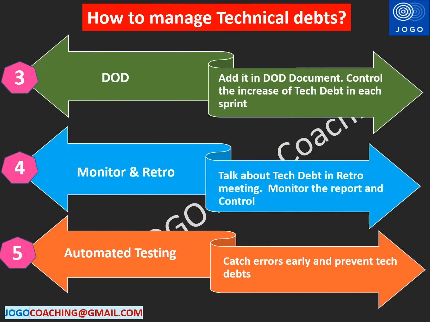The third approach is definition of done. The team can add technical debt reduction to the definition of done document. This approach will help the team to control the technical debt increase in each sprint. For example, the team can define that all new code must have unit testing, and that the sprint must not increase technical debt based on the report given by tools like SonarQube.